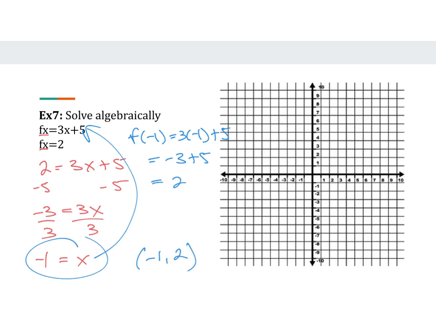Let's go ahead and try and graph this. If I want to graph 3x plus 5, I'm going to go ahead and start at a y-intercept of 5. And then my slope is 3, so I'm going to go up 3 and to the right 1. And then I'm going to do the opposite. I'm going to go down 3 and to the left 1. And I have enough points to go ahead and draw my line here.